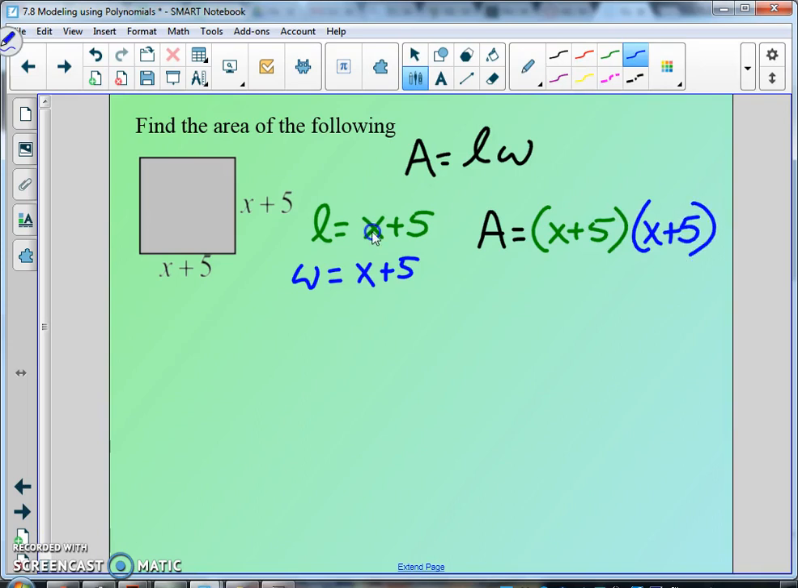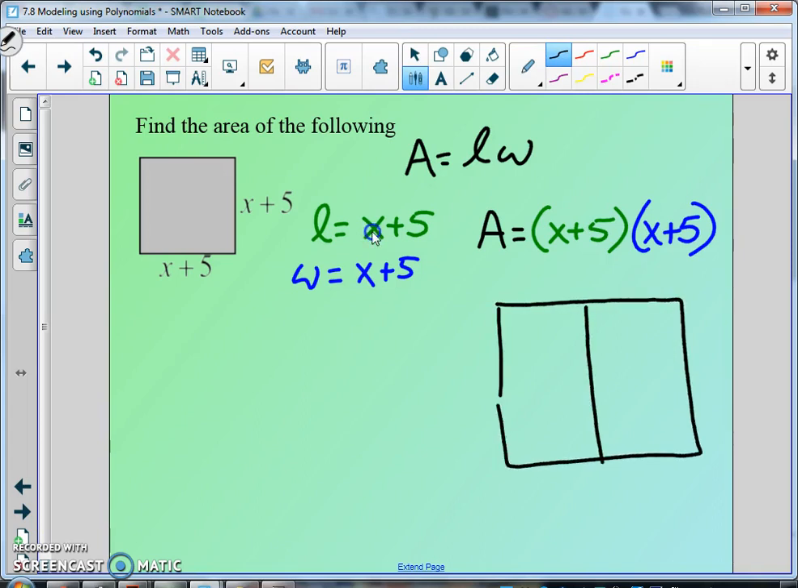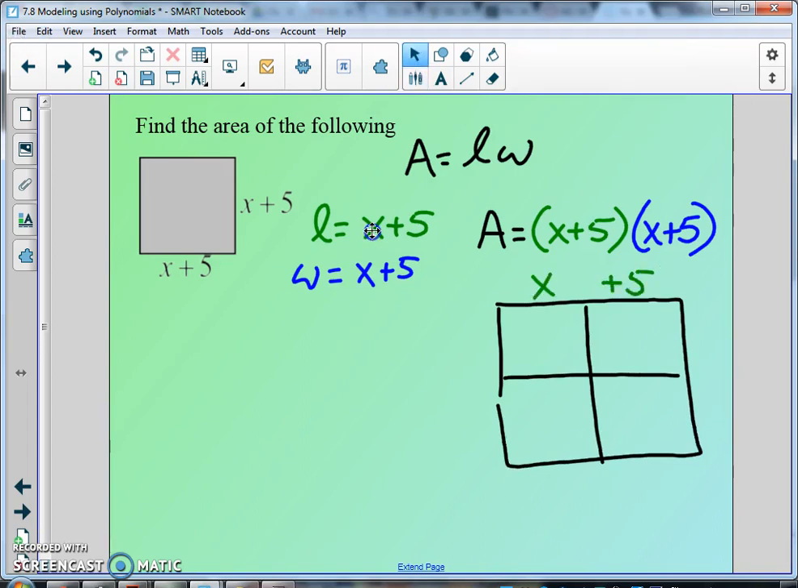Since it's a square, I could say x plus 5 squared, but again, we're going to expand, as we've talked about before, every one of our binomials or trinomials or larger polynomials. We're going to expand those and put those in our Punnett square when they're squared or cubed or whatever. So we will end up now with our Punnett square. X plus 5 on the top. X plus 5 on the bottom.